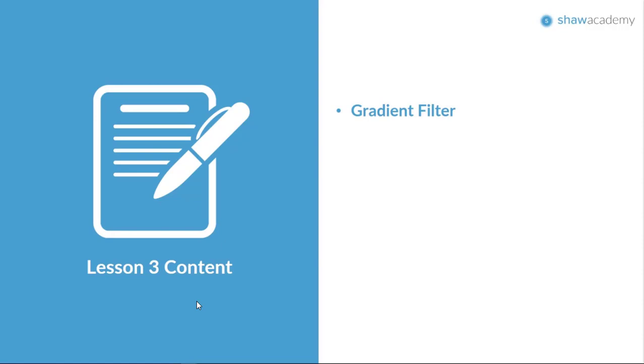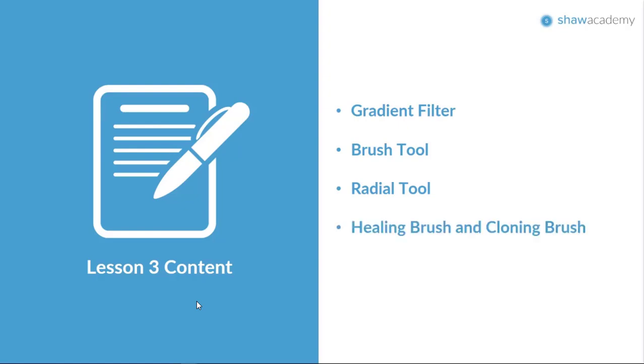This works quite similar to gradient filters that you'd apply to your camera in real life, as we'll see. We'll talk about the brush tool as well, perhaps the most versatile of these tools for working on specific areas of the photographs. We'll use the radial tool as well for working on a portrait. We'll do a bit of retouching on a portrait using the healing brush and the cloning brush towards the end of the lesson as well.